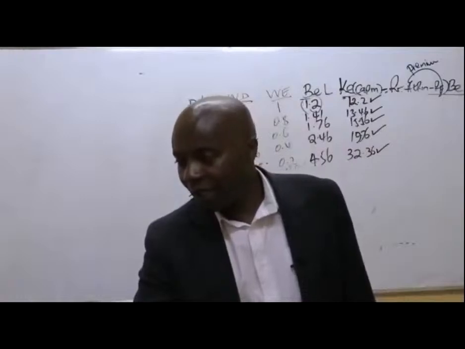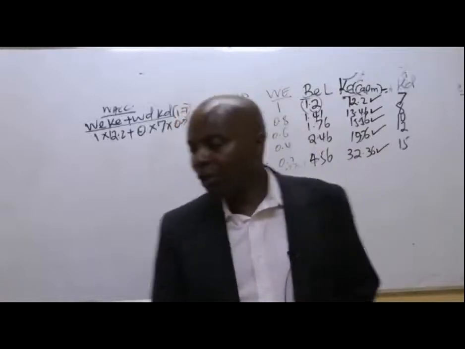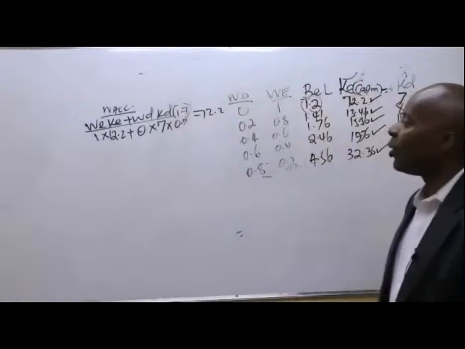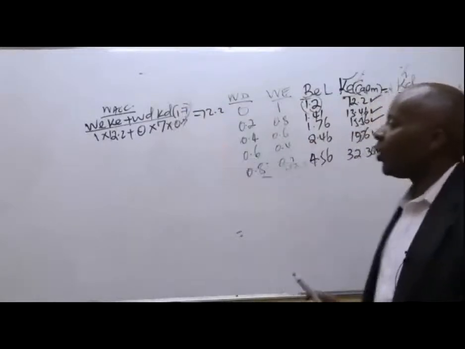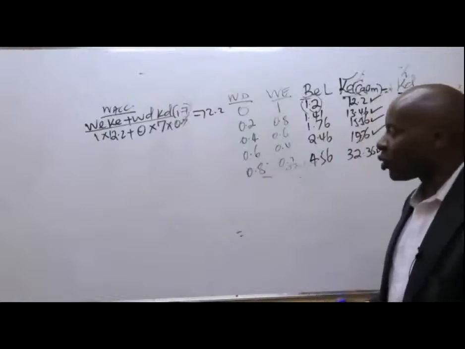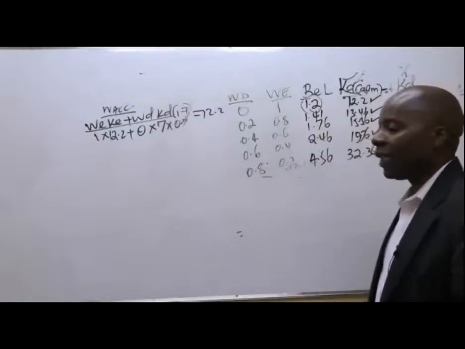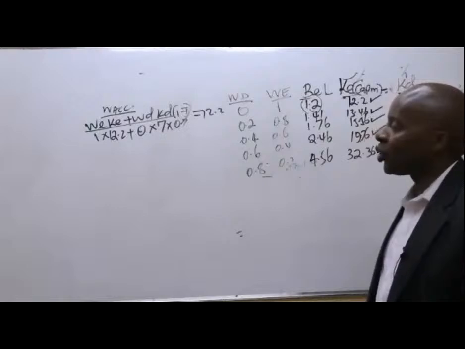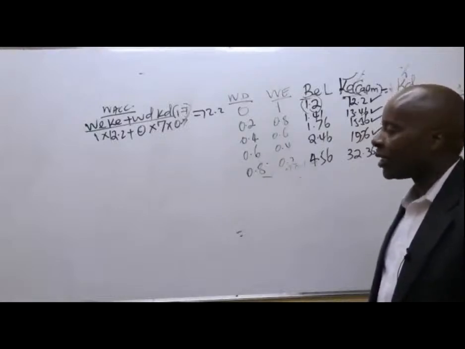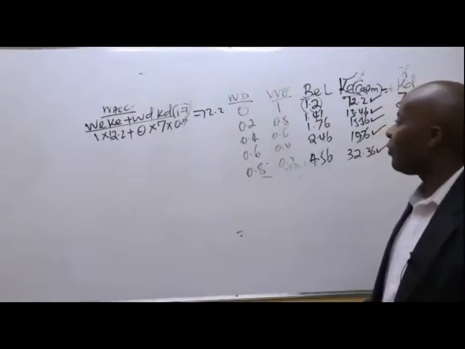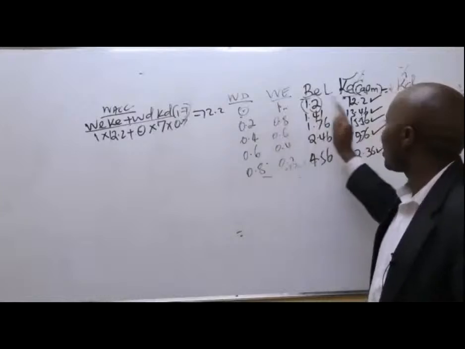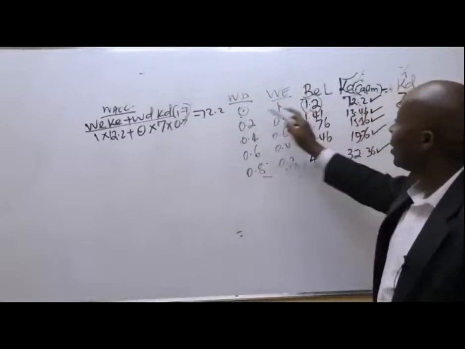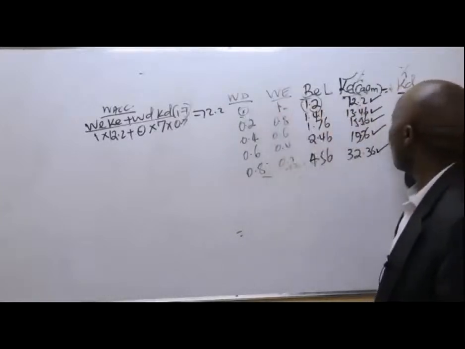Ladies and gentlemen, the WACC for the first one is 12.2. Remember what we have done. For us to get this WACC, we know the formula: weight of equity times cost of equity plus weight of debt times cost of debt times (1 minus tax). So we have here 1 times 12.2 plus the weight of debt, which is 0, times the cost of debt, which is 7.